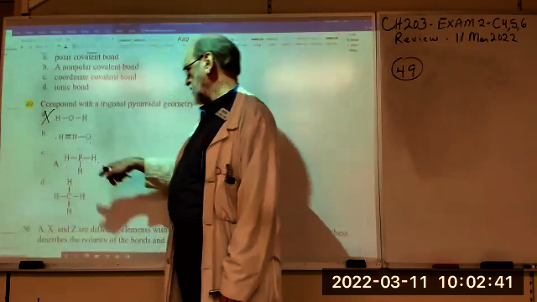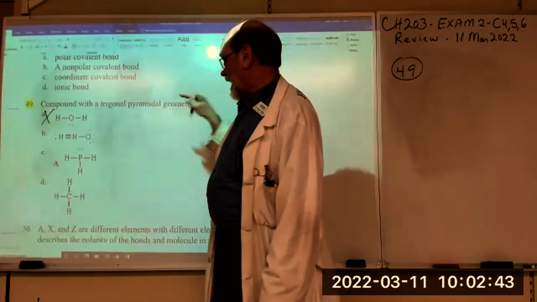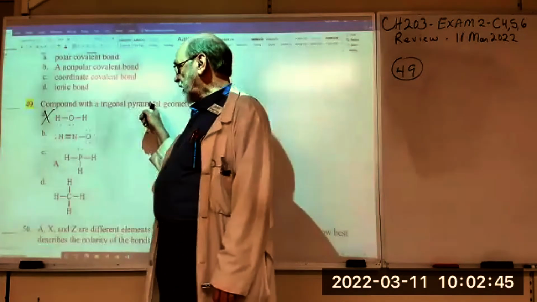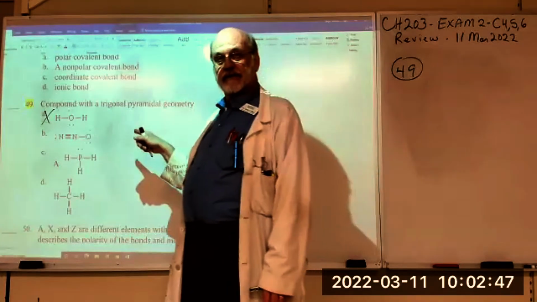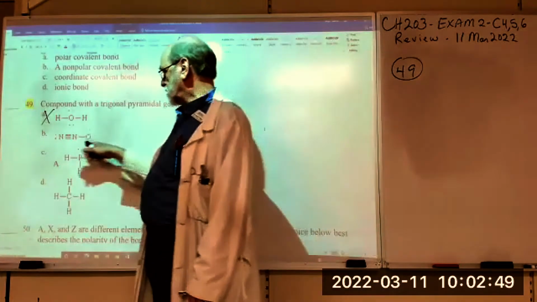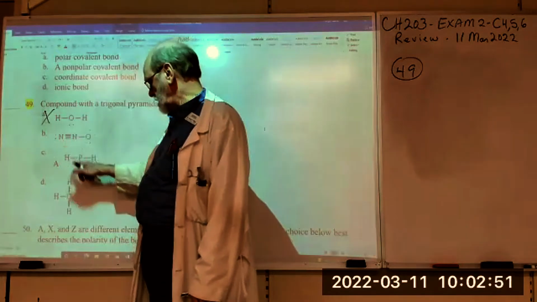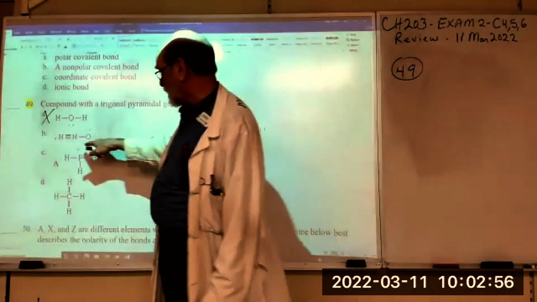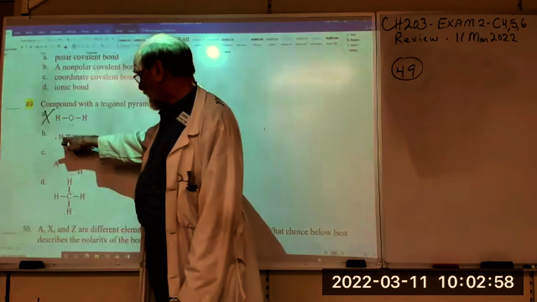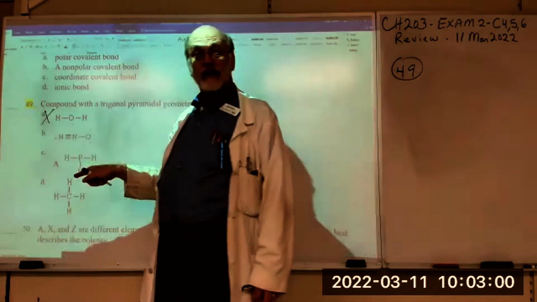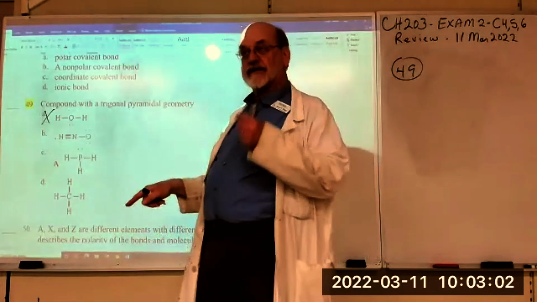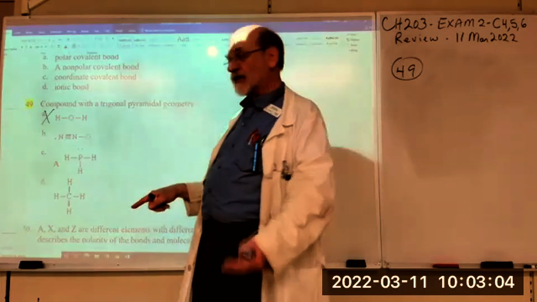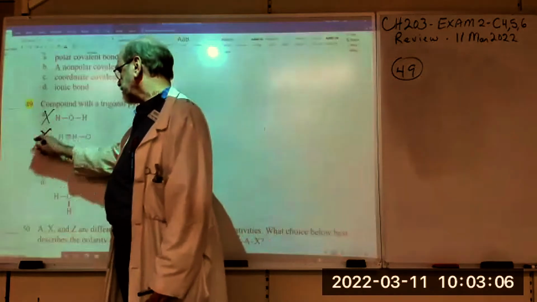How about this one? And you have to also assume that they're talking about the geometry relative to the central atom. Here, here, here, here. Okay, so this one's only got 2 groups around that nitrogen. That's linear electronic, linear molecular also. Right, so that one's not here.